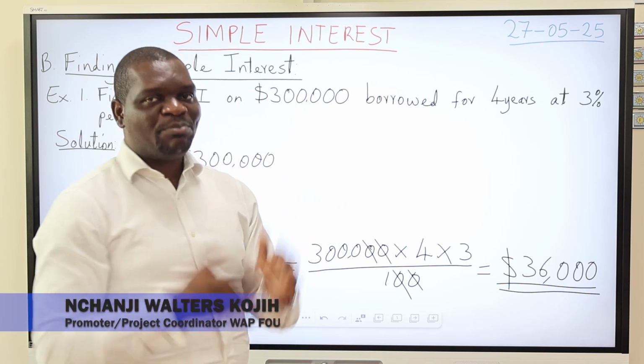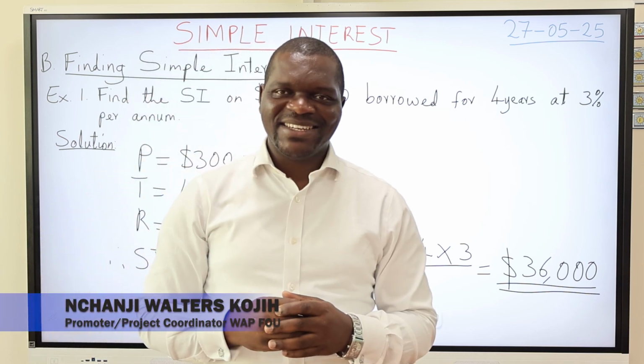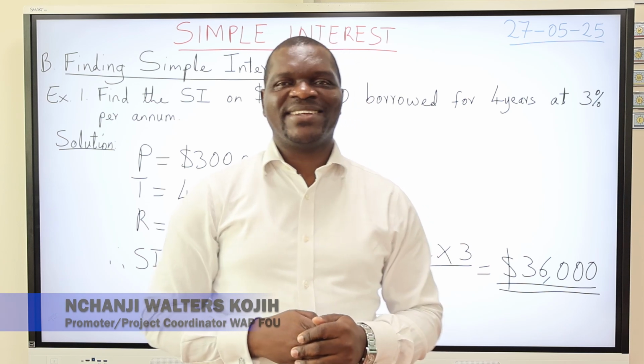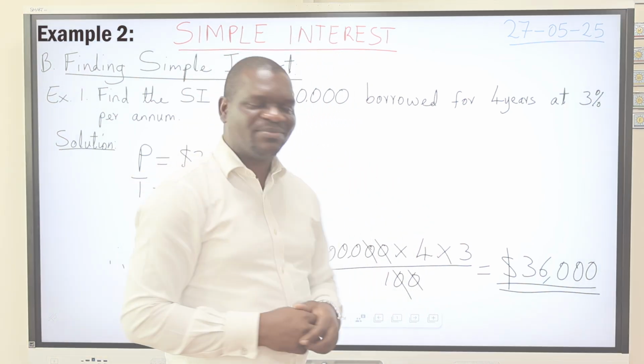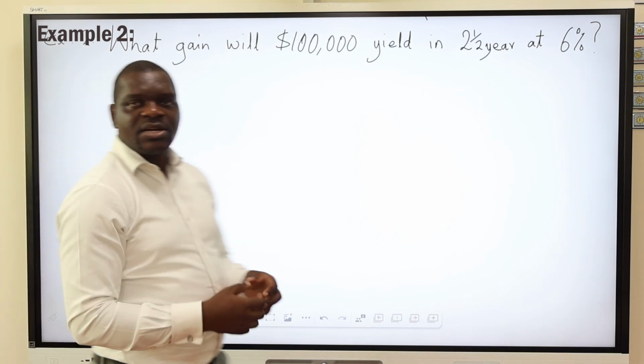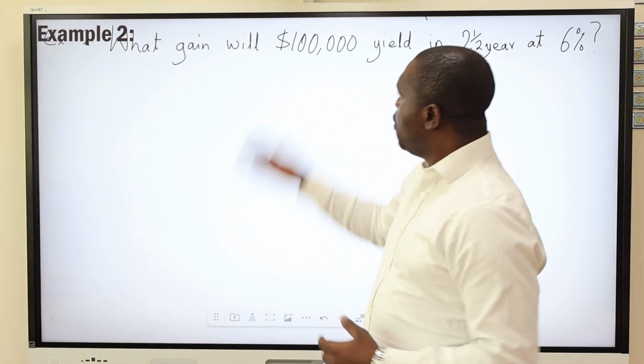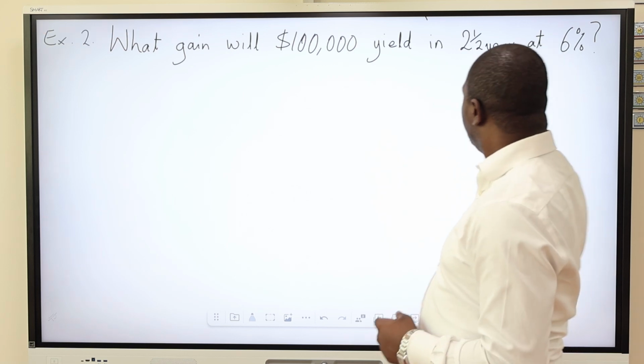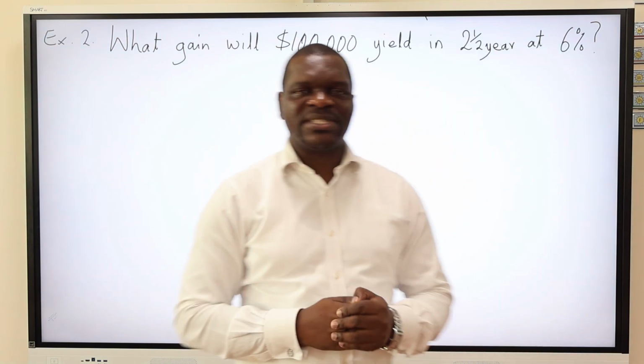Let's assume that probably you did not understand. We're going to solve the second example so that you can pick it up from there. Let's follow up with the second example. This is our second question and it reads, what gain will $100,000 yield in 2.5 years at 6%?